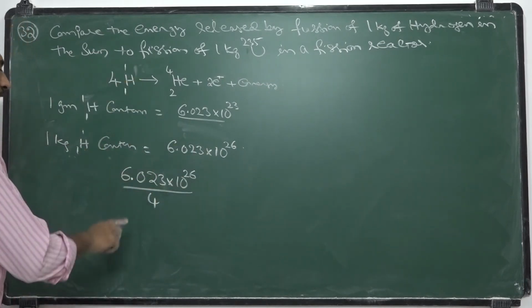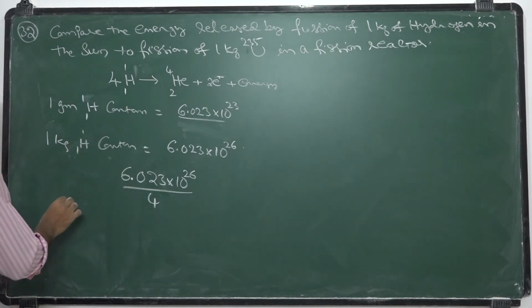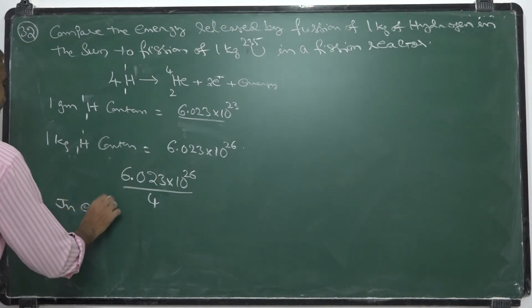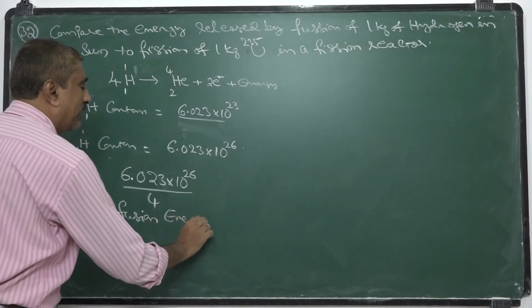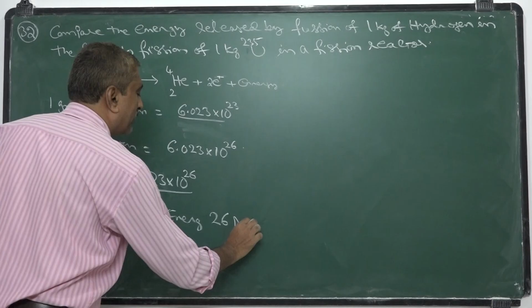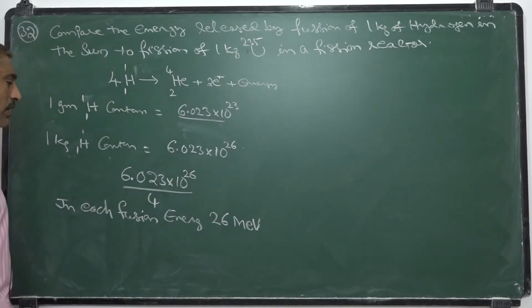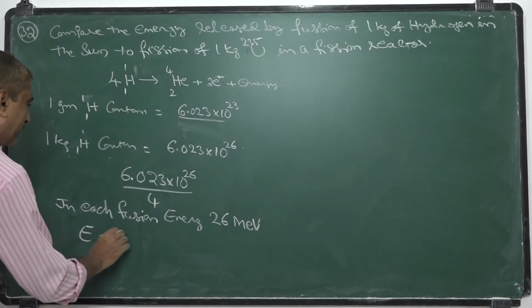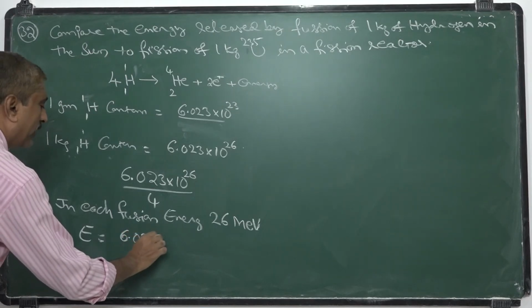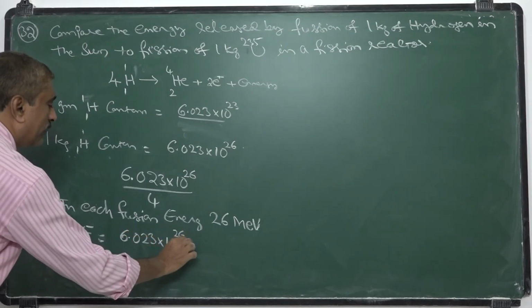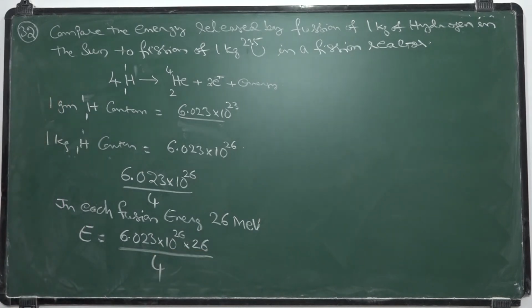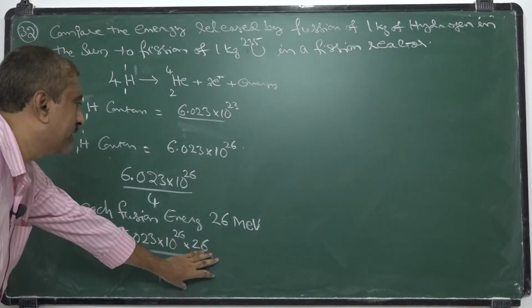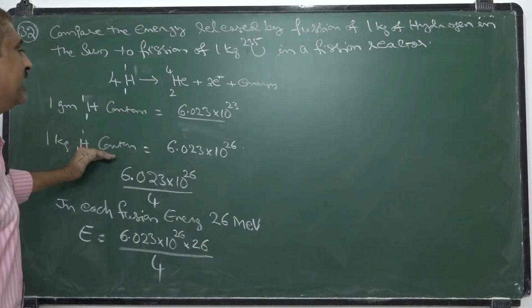And in each fusion, the energy released, as we calculated, is 26 MeV. So the total energy liberated is 6.023 into 10 to the power 26 into 26 by 4. Okay, this is the total amount of energy released by the fusion of 1 kg of hydrogen.